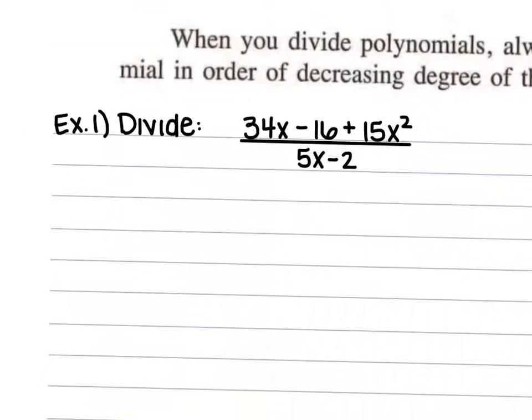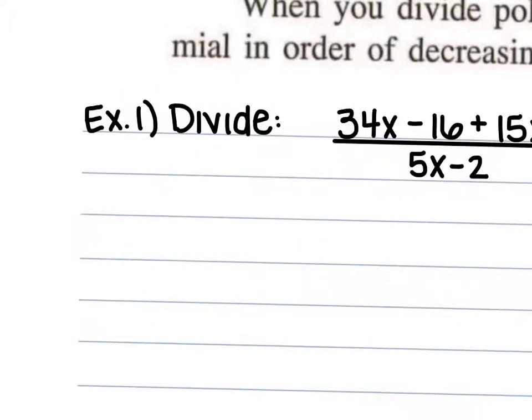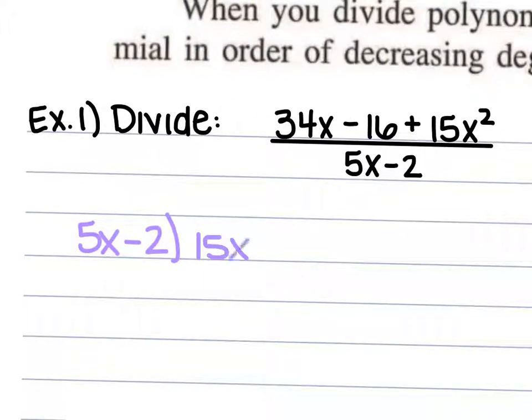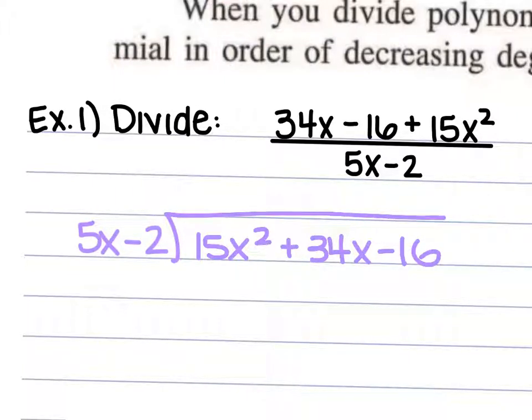If we look at example 1, we're dividing 34x minus 16 plus 15x squared divided by 5x minus 2. So that 5x minus 2 is going to go on the outside. That inside has to be put in standard form, so that 15x squared is going to go first. Then we have that 34x, and lastly the negative 16. All of our exponents are represented, so we're going to start with what times 5x is going to give us the 15x squared. Well, it's a 3x, so 3x times 5x is 15x squared, and 3x times negative 2 is negative 6x.